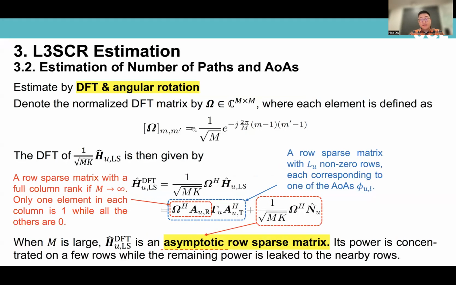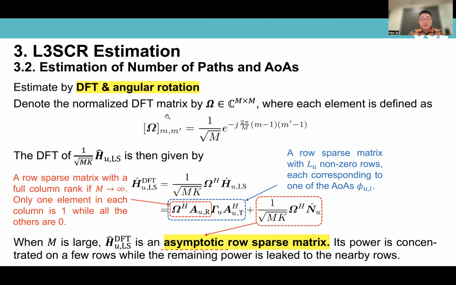We estimate the sparse parameters in two steps. In the first step, we estimate the number of paths and angles of arrival. We estimate by jointly using the DFT-based method and angular rotation.